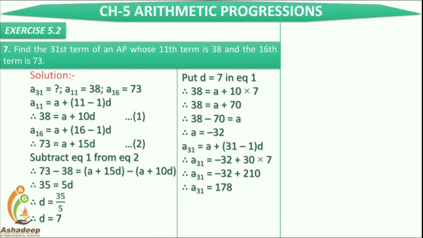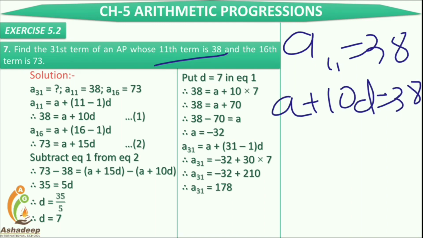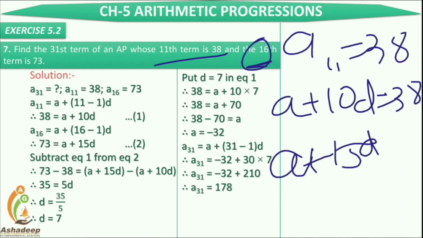Find out the 31st term of an AP whose 11th term is 38. Now we know that 11th term means what? It is nothing but A11 is going to be 38. A11 means A plus 10D is equal to 38. And similarly, 16th term का मतलब 16 में से एक minus 15, तो A plus 15D is going to be 73.